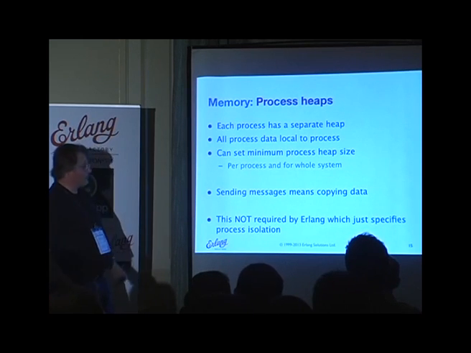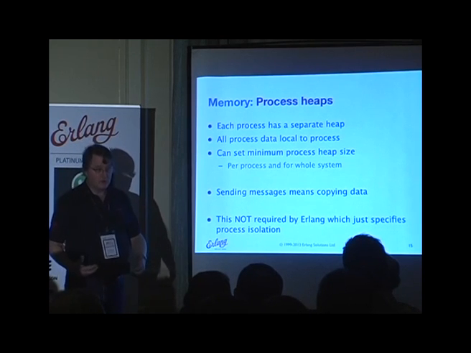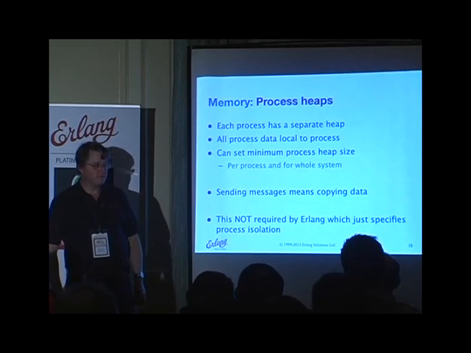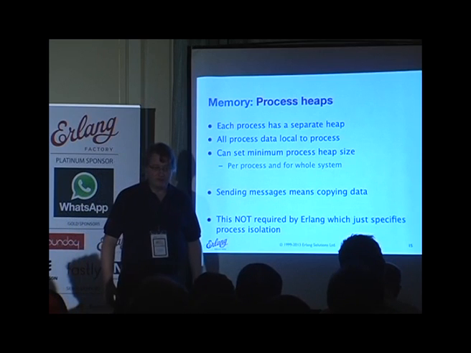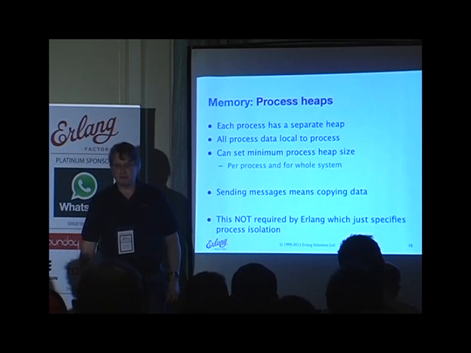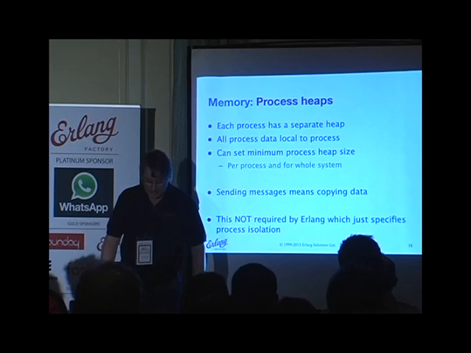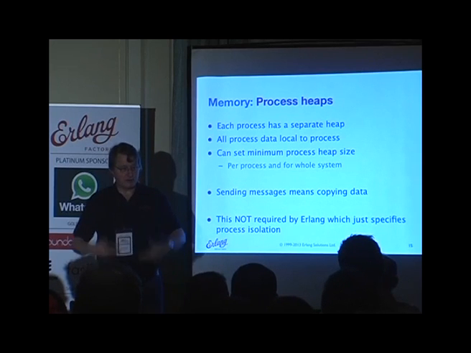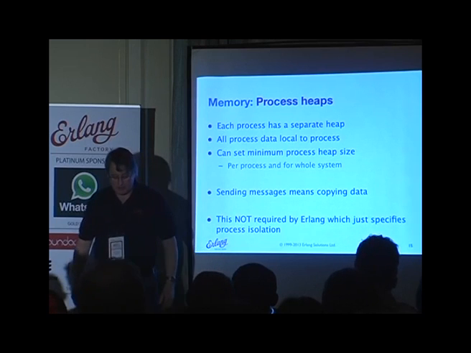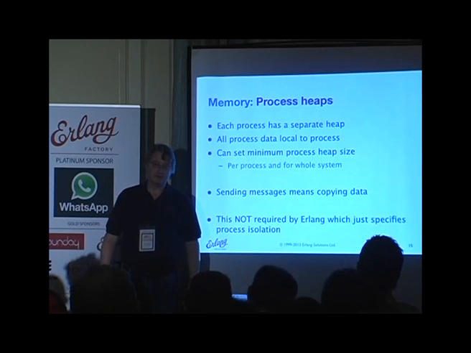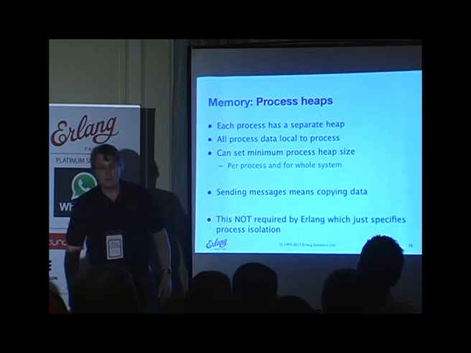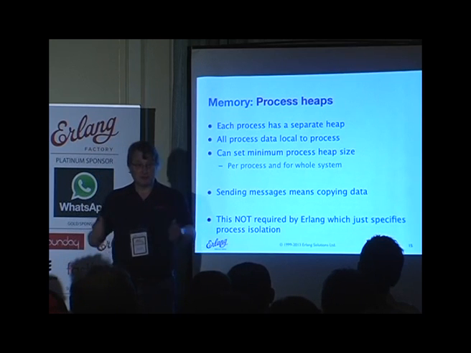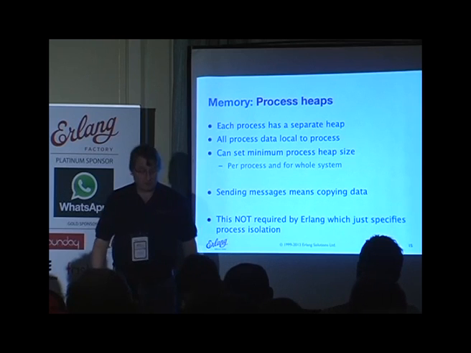Process heaps. Each process has a separate heap, so all data belonging to a process is local to that process, in the process heap. By default, when you create a process, it starts off tiny, somewhere between 200 and 300 words. As the data grows, you garbage collect and grow the heap as you go along. You can give options to create a process with a larger minimal heap, which can be quite reasonable if you know your process is going to grow big. That can optimize quite a lot.